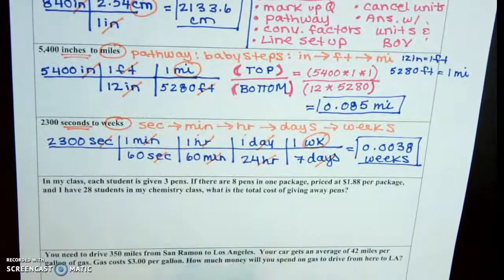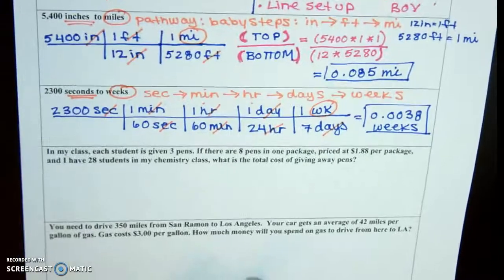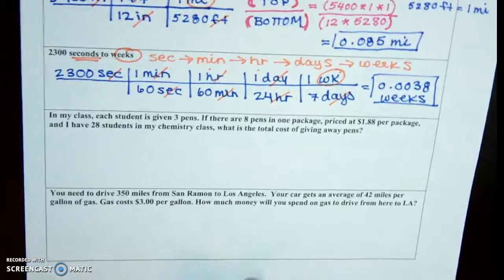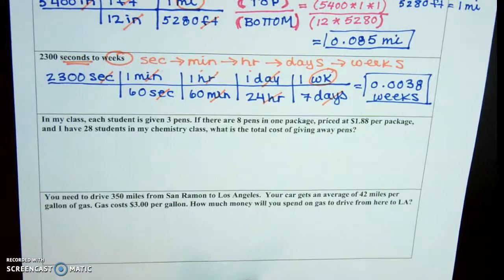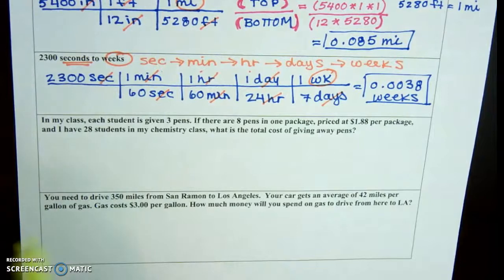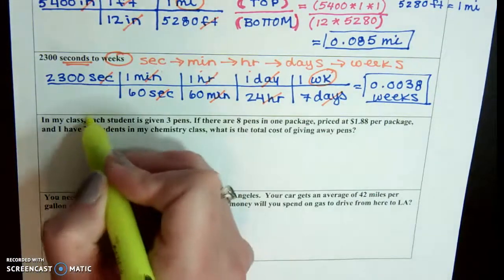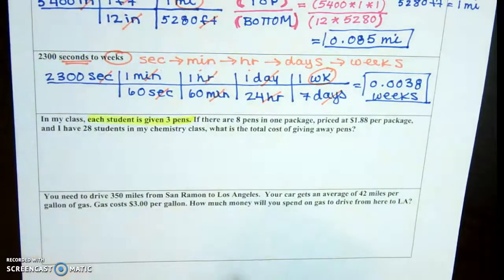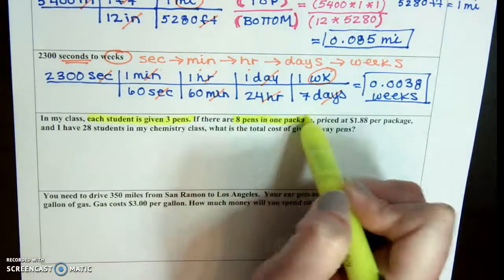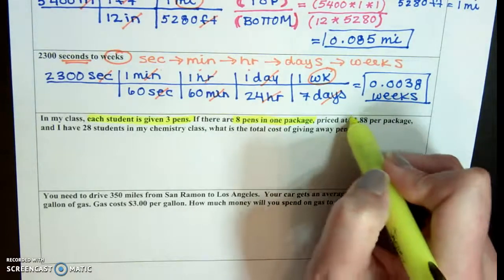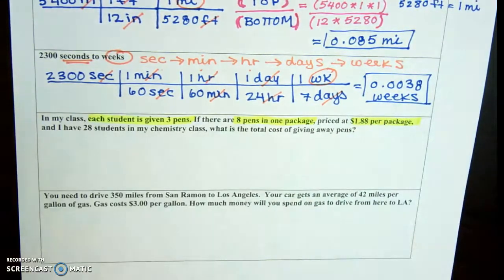Next, this one's a little different. This one is a word problem. We're going to do it exactly the same, but it may just be a little more involved trying to figure out what numbers to use. For word problems, I like to use a highlighter to highlight anything that might be a conversion factor, anything that relates two numbers to each other. So for this one, in my class, each student is given 3 pens. There are 8 pens in one package. It costs $1.88 per package, and I have 28 students in my class.